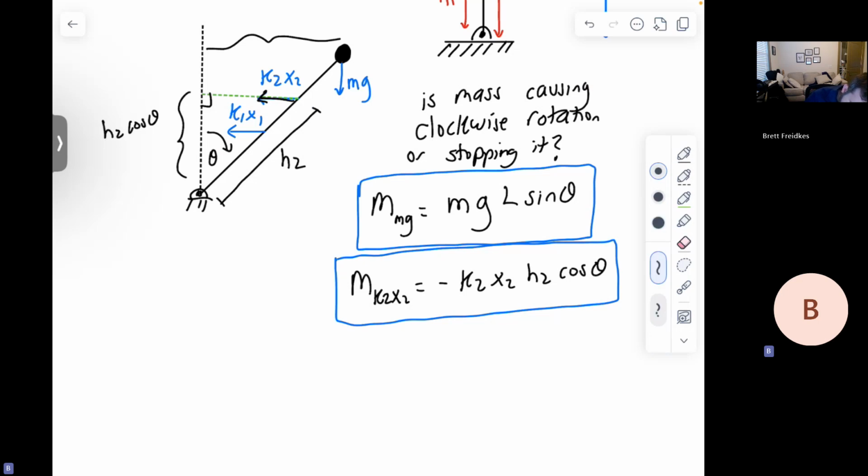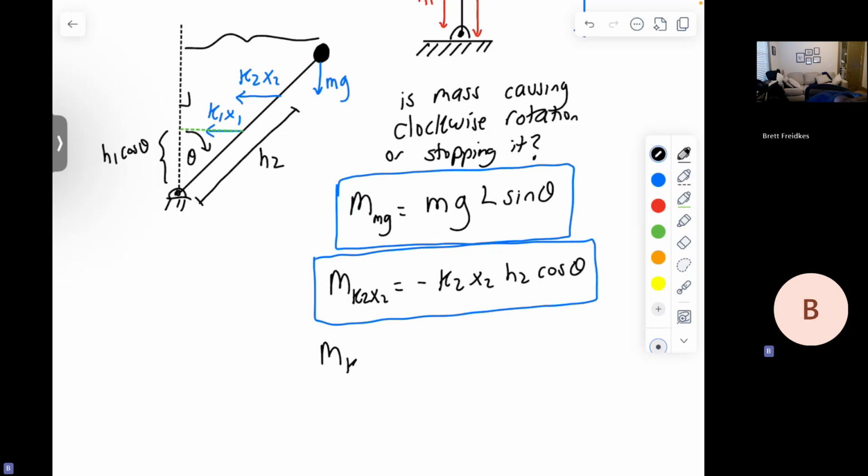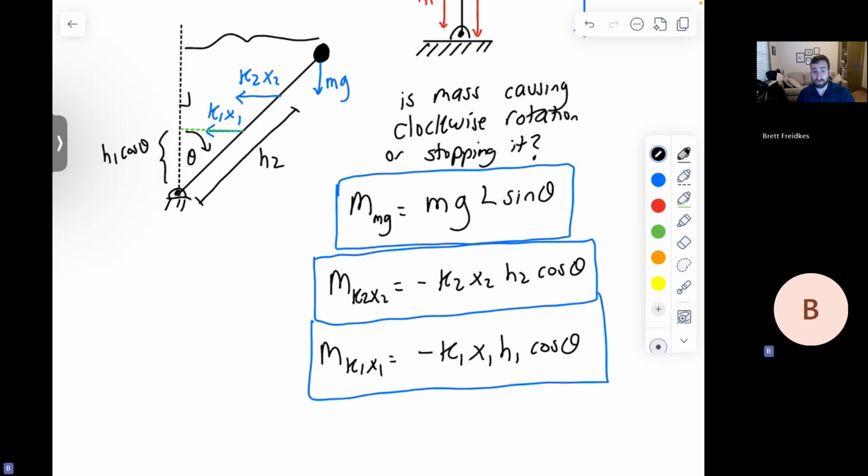And then similarly, if we did this again, go ahead and erase this stuff. If we did this again, but now I'm looking at K1, it's the same type of deal as K2, except the only difference is now the moment arm is going to be, and if you come back to the problem, that's H1 cosine theta. So that means that the moment of K1, X1 is, again, it's going to be negative because of the fact it's trying to impede the motion. So now I have these three moments.